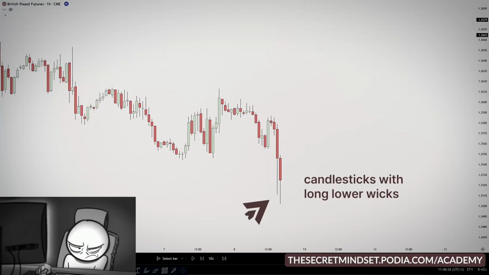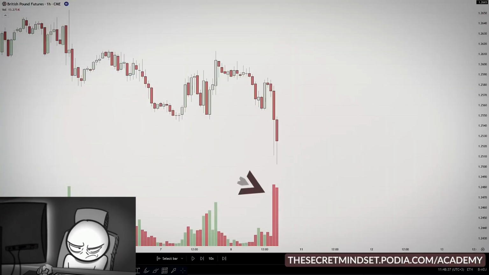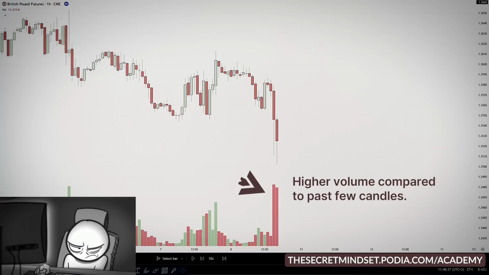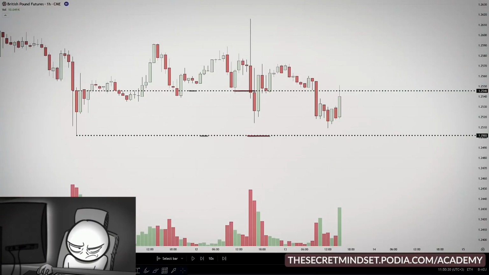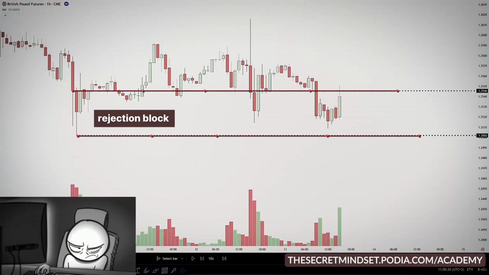These wicks stand out because they're much longer than the wicks on nearby candles. Then we check the volume for these candles and see it's significantly higher than the average volume of the past few candles. Then we draw our horizontal lines at the bottom and top of these wicks, marking the rejection block. As price approaches the rejection block, it starts to slow down. The candles get smaller, showing loss of momentum.